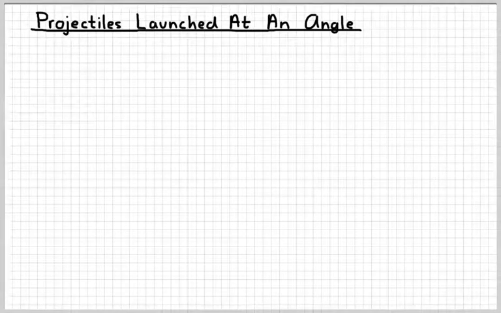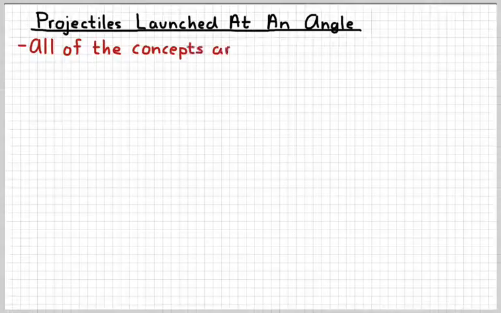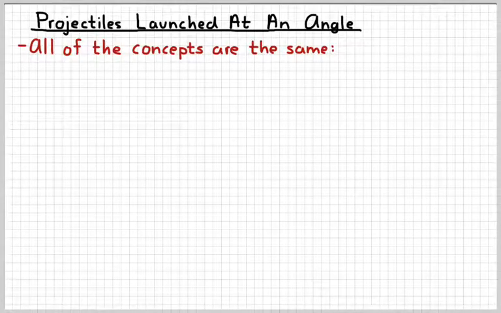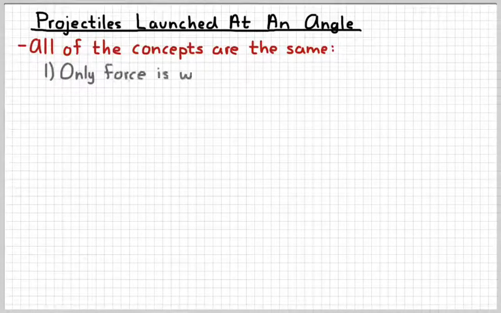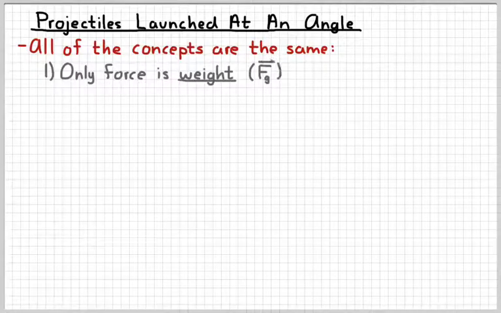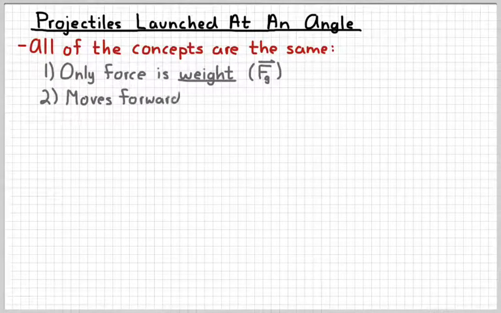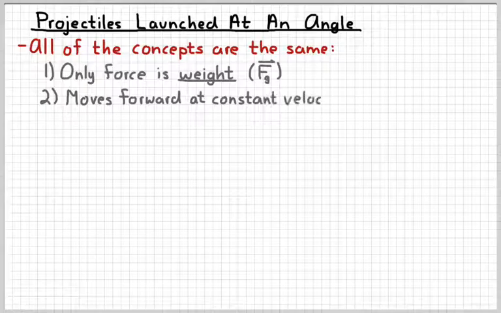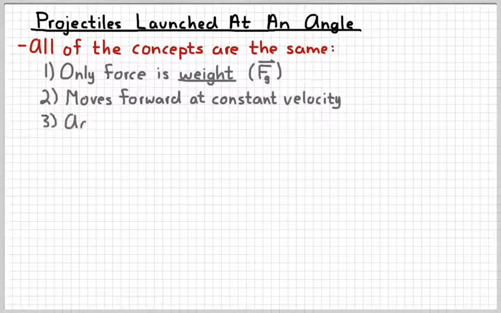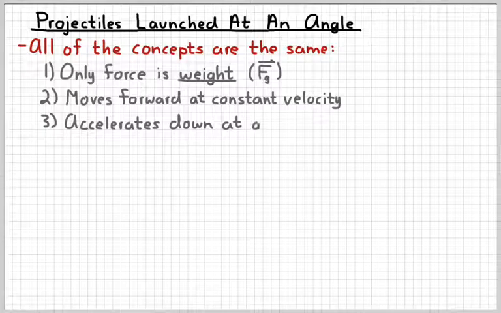Alright, boys and girls, let's learn a little bit more about projectiles. In this video, we're going to cover the more general case of what happens when a projectile is launched at an initial angle. The first thing we need to do is understand that all the big ideas we've learned previously about projectiles are still valid. Namely, that the only force acting on them is their weight, that they move forward at a constant velocity, and that they accelerate downward at g, 9.8 meters per second squared.